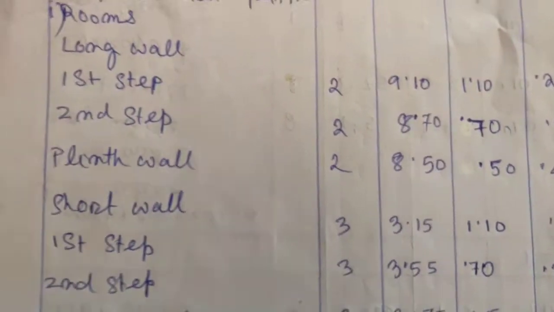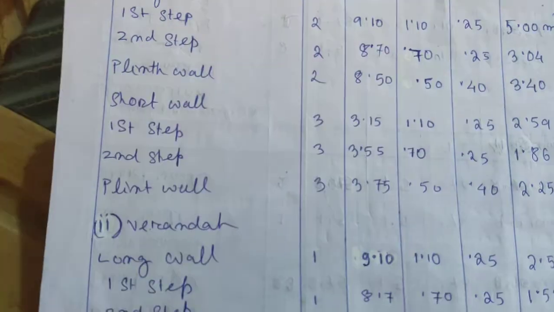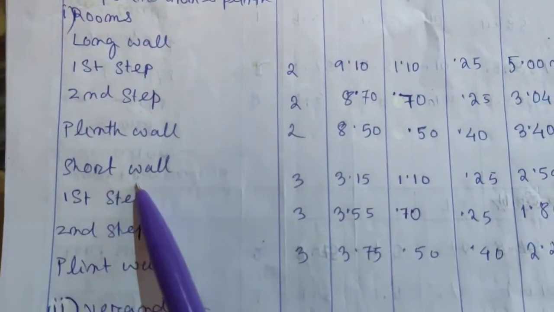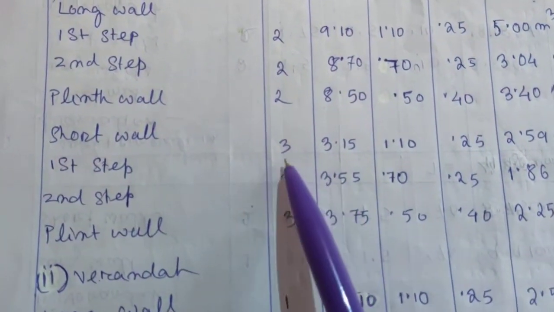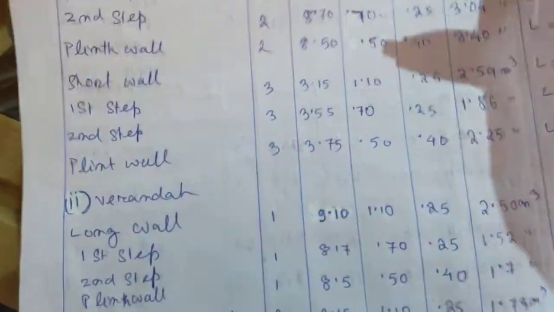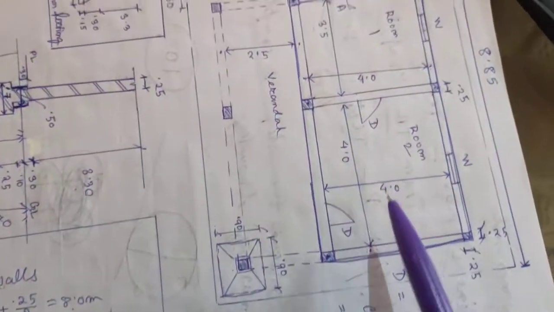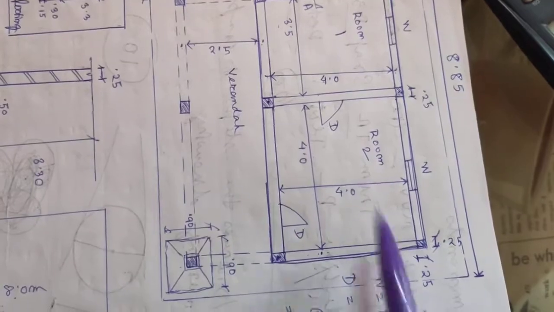So in this way we will find out for the short wall also. So again for the short wall, number of short wall is 3, as if you go to the drawing, number of short wall for the rooms is 1, 2 and 3.